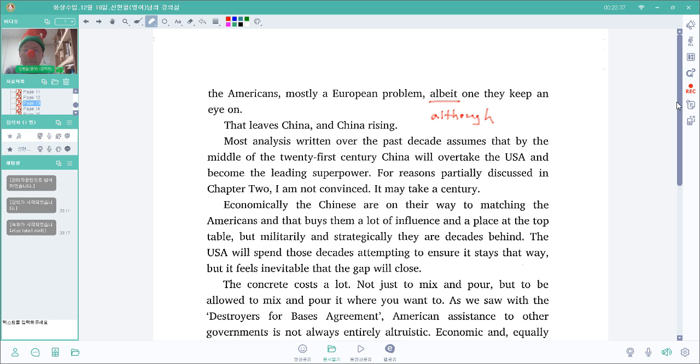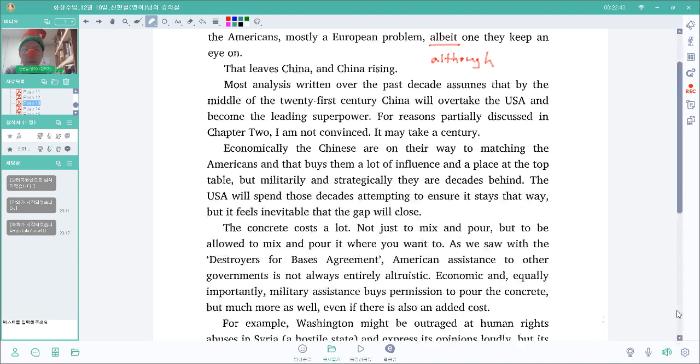So that leaves China and China rising. Now the only place that can bring some challenge to America is China. Most analysts writing over the past decade assume that by the middle of the 21st century, China will overtake the USA and become the leading superpower.